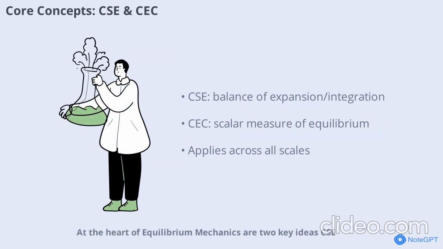The heart of equilibrium mechanics is two key ideas: CSE, or cosmological self-equilibrium, and CEC, the cosmological equilibrium constant. CSE measures the dynamic balance between expansive and integrative forces across everything. Think of it as the universe's way of keeping score between spreading out and coming together. CEC, meanwhile, is a scalar that quantifies how close a system is to perfect balance, with a value near 1 indicating ideal equilibrium. These concepts aren't just abstract, they're mathematically defined and can be applied to systems from galaxies to quantum particles and even to living organisms.